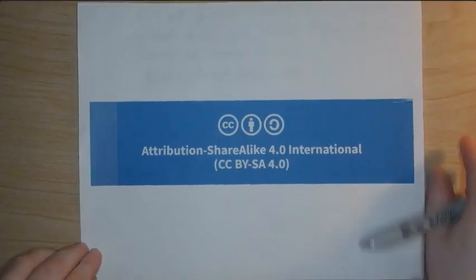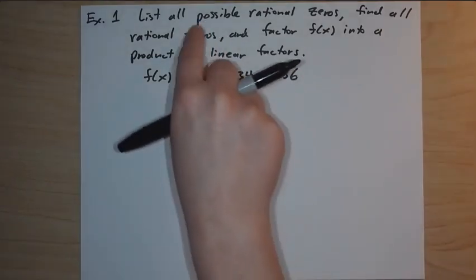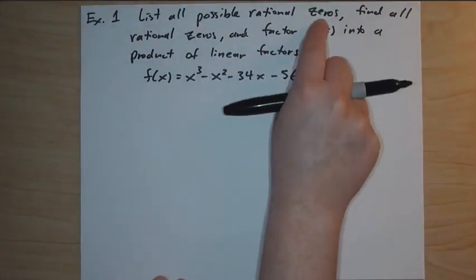Lab 24, example 1. We want to list all possible rational zeros, and then we want to find all rational zeros that actually exist, and factor f of x into a product of linear factors. So we have f of x is equal to x cubed minus x squared minus 34x minus 56. So the first thing we're going to do is list all possible rational zeros.